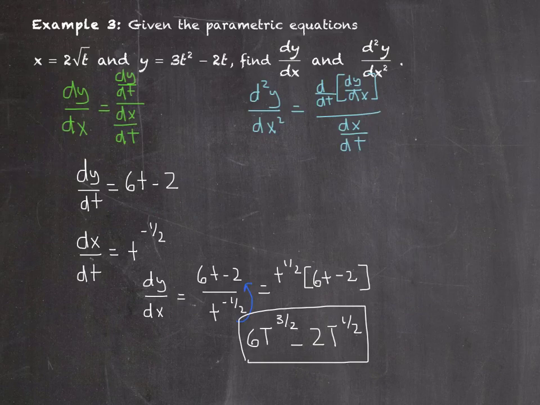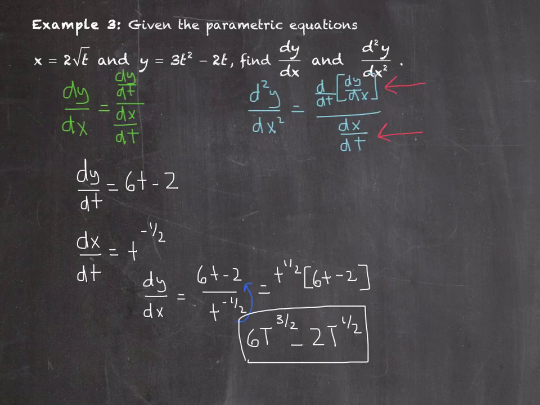All right, now we're going to work on the second derivative, and there's something that you really need to pay attention to here. When you take the second derivative, all you're doing is taking the derivative of the first derivative with respect to t, and then dividing by dx dt. You are not taking the derivative of dx dt again. You're just simply taking the derivative of the first derivative with respect to t and dividing by dx dt. So let's go ahead and do that.